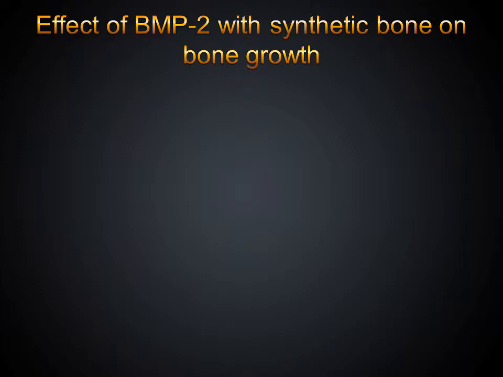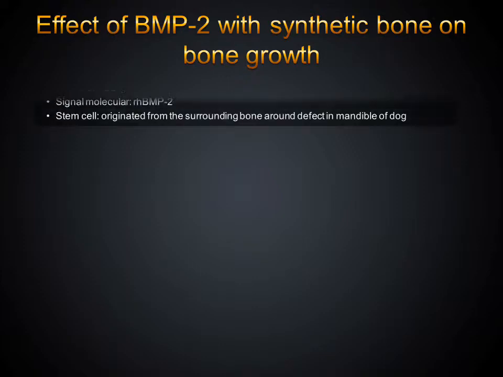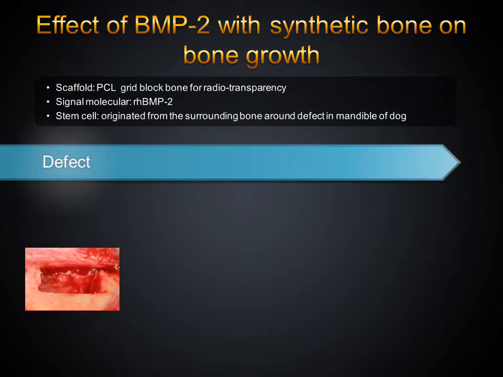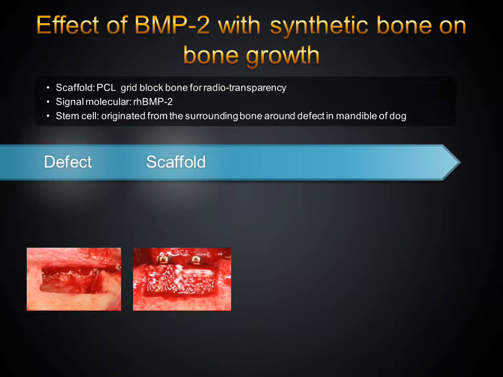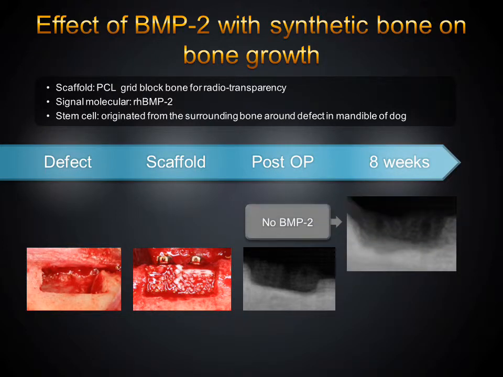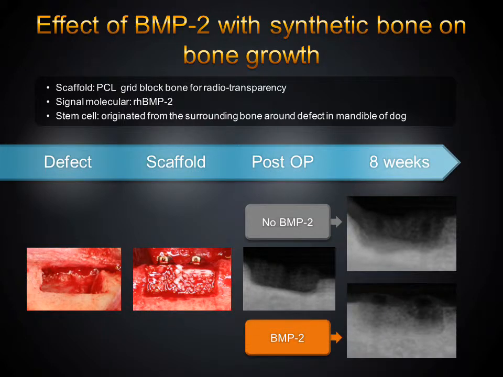PCL-grid synthetic bone is grafted with rhBMP2 in the mandibular defect of a dog. In the post-operative X-ray, the PCL bone material is radiolucent. At 8 weeks after graft surgery, the defect grafted with BMP2 shows a radiopaque appearance in the whole area due to new bone growth. But the defect grafted without BMP2 shows a radiopaque appearance only at the bottom. In conclusion, BMP2 stimulates and proliferates the osteoblasts of the bone surrounding the defect.